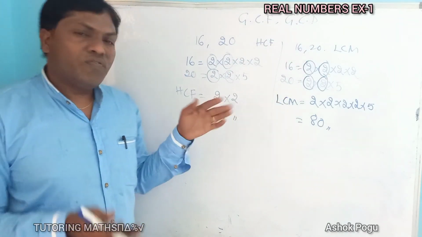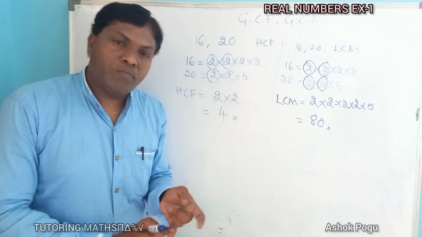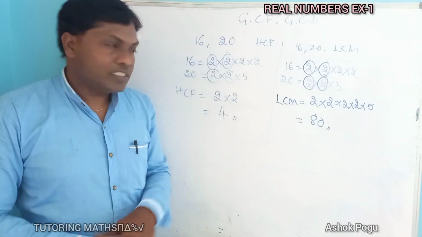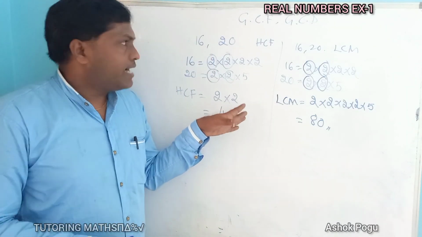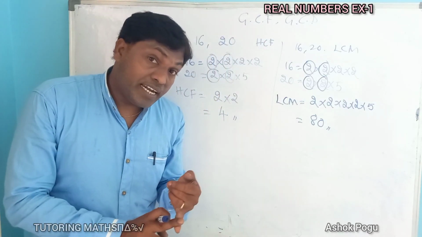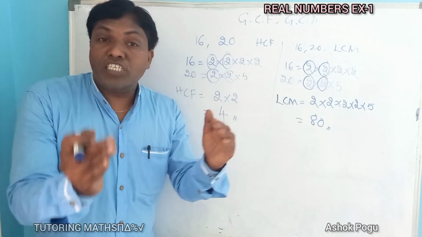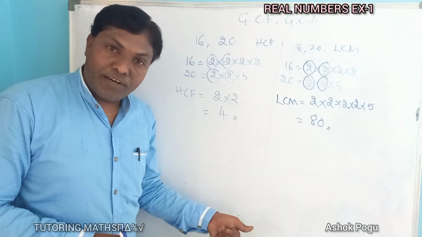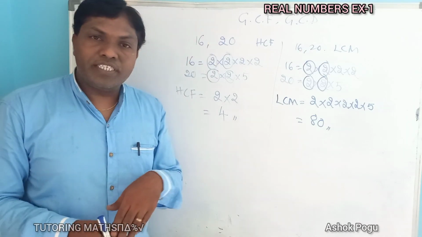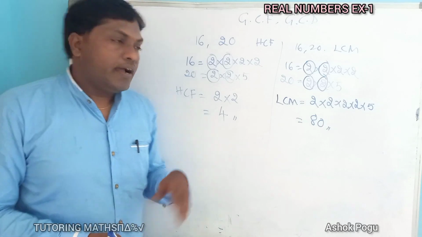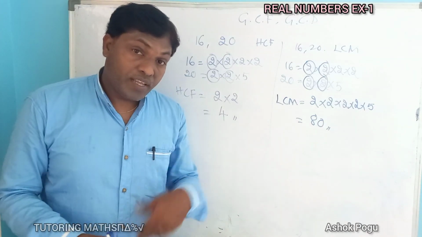LCM and HCF can be found by using the prime factorization method, which you have learnt in your lower classes. But now in 10th standard we use Euclid's division lemma to find the HCF of larger numbers. Let us continue the second question. In the first exercise we have completed 2 problems, and the third question you can try, and let us continue the second problem in the next class.